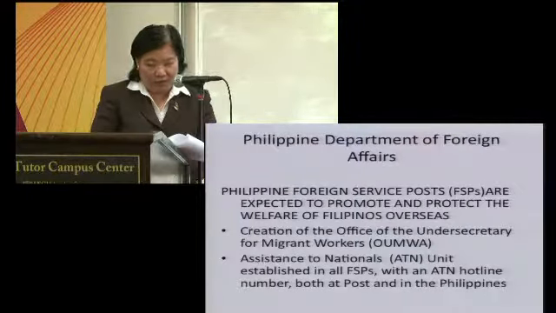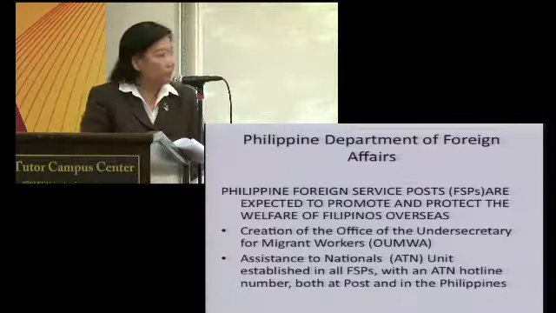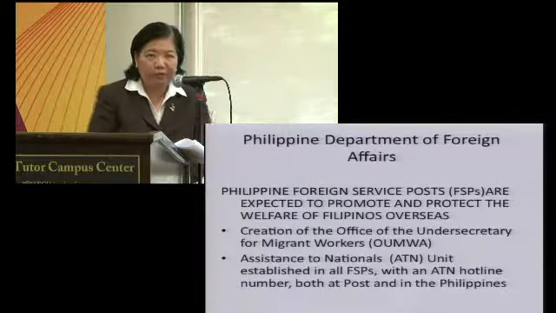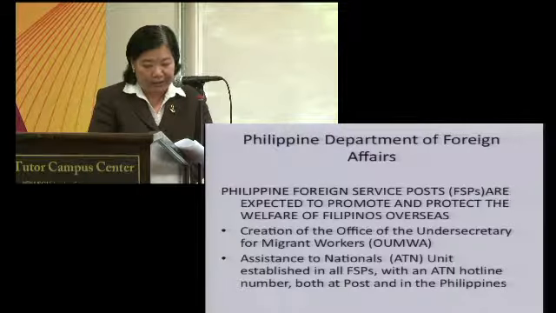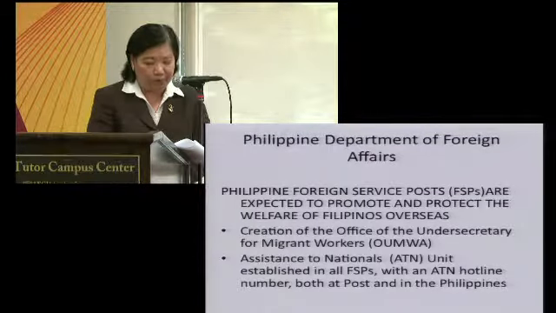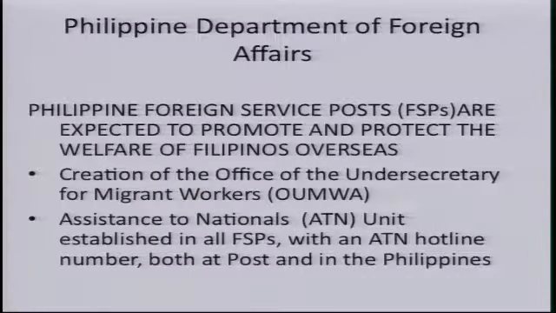Next is the agency where I belong, the Philippine Department of Foreign Affairs. One of the main pillars of Philippine foreign policy is to promote and protect the welfare of Filipinos overseas. And so as even ILO and IOM and the other UN agencies have acknowledged, we are probably one of the few ministries in the world that has a very direct, proactive engagement with Filipinos overseas.